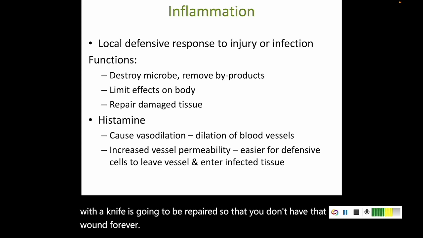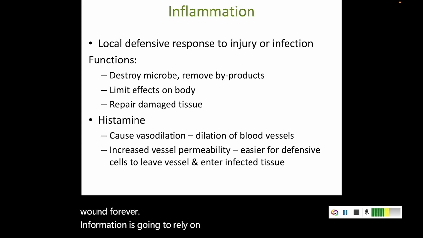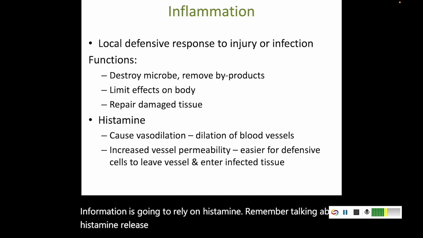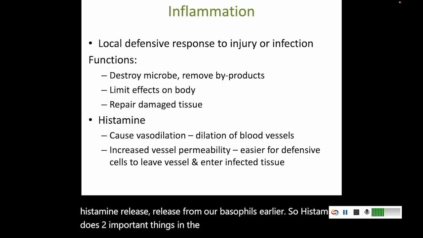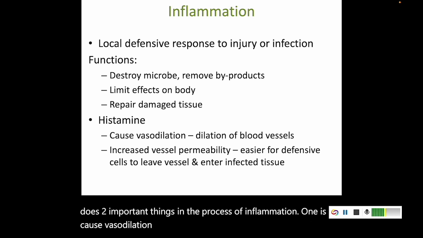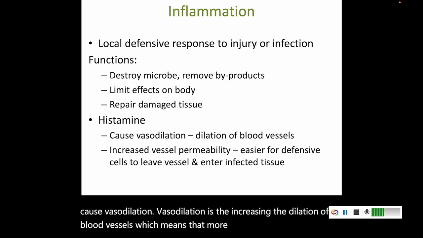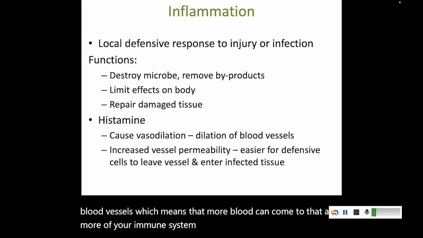Inflammation is going to rely on histamine. Remember talking about histamine released from our basophils earlier? So histamine does two important things in the process of inflammation. One is cause vasodilation. Vasodilation is the increasing the dilation of blood vessels, which means that more blood can come to that area. More of your immune system is going to be able to come to that area of infection.